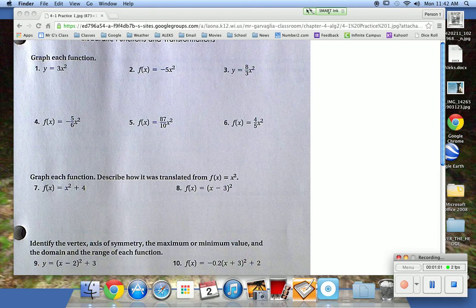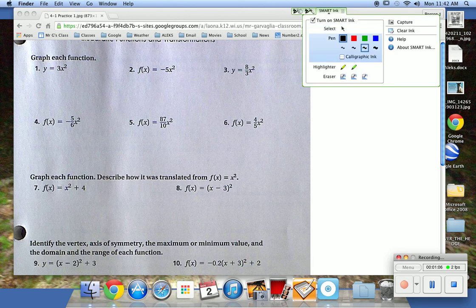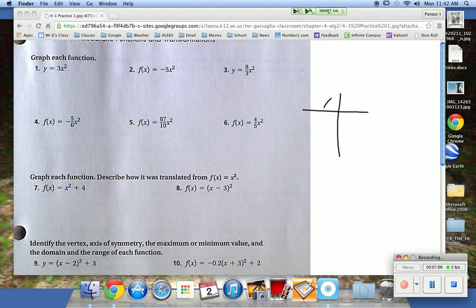It says graph each function. Graphing is nothing more than using the t-chart, X and Y. What's my X value, then what's my Y value? If I put 0 in for X, and I'm looking at this one here, Y equals 3X squared, what's going to be my Y value, Preston? If I put 0 in for X, what's my Y? 3 times 0 is 0, okay?